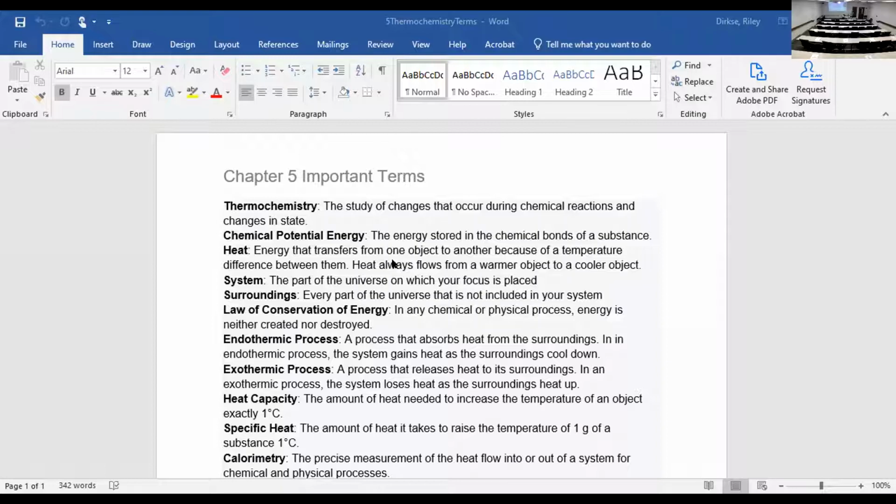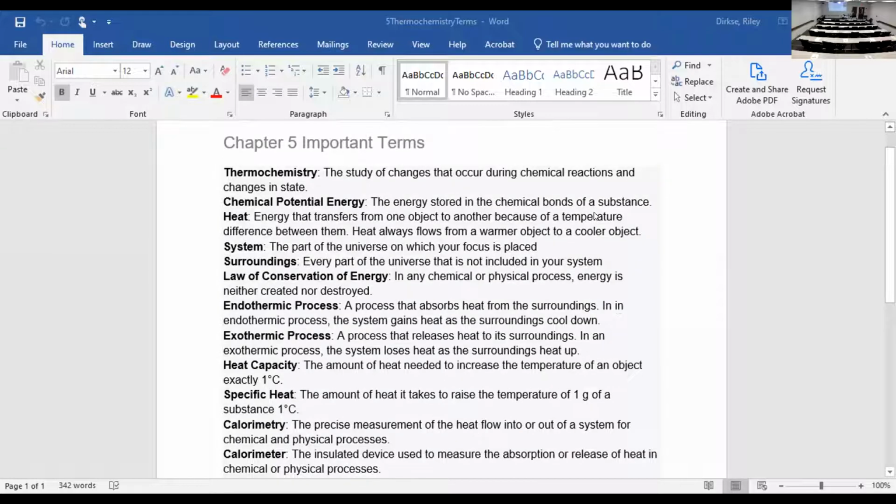Anyway, Chapter 5, important terms. First off, of course, we'll start with thermochemistry, because that's what the whole Chapter 5 is about. I don't know if you want me to read them off to you or if we can just look at them. These are some of the basic things you need to know in order to do changes in enthalpy and thermochemical equations. Especially know the difference between endothermic and exothermic processes, and any question that asks that, which is pretty simple.